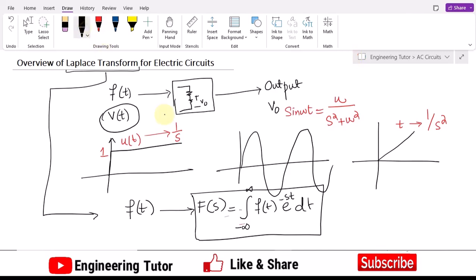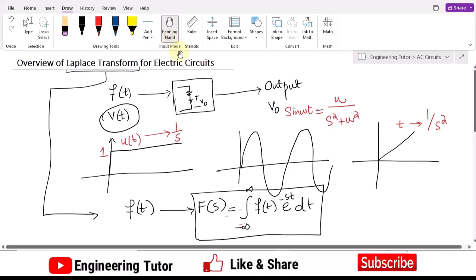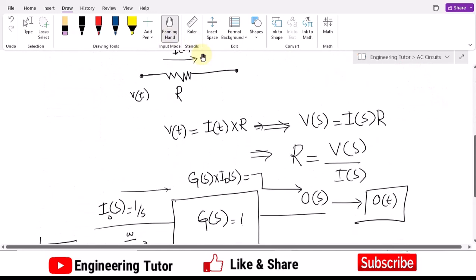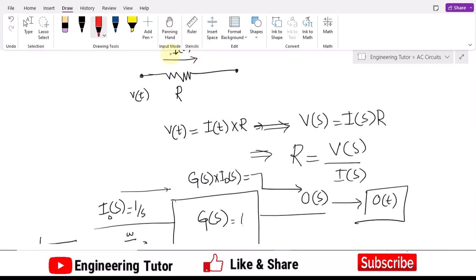So in the last lecture we have seen how the Laplace transform can be useful in analyzing our systems or circuits for a variety of input signals or a variety of components inside of them. We have also seen that inside the Laplace transformed circuit, the value of the resistance doesn't change and always remains R, the real value.